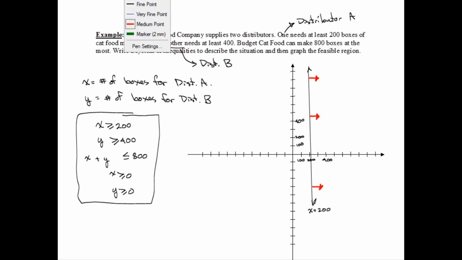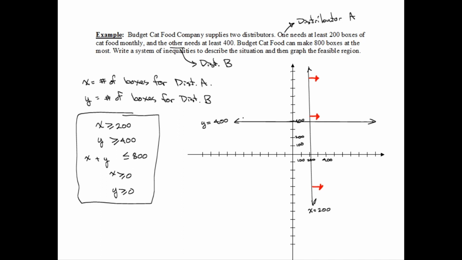Let's move to the next one. Y has to be at least 400. Well, if I do y equals 400, gives me a horizontal line right here. My problem says that y has to be at least 400, so it could be bigger, but it can't be smaller. That means I'm going to shade up. Now my total has to be less than or equal to 800.